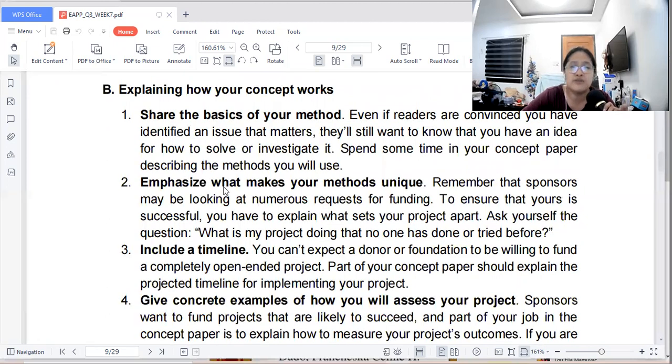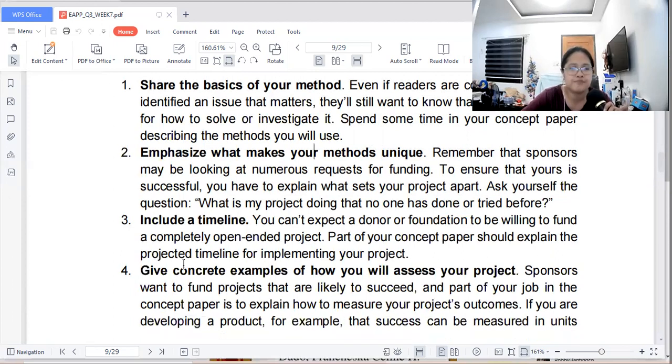Then you have to emphasize anong meron, anong bago dun sa method mo, okay? What makes your method unique? Kasi syempre madaming fina-fund yung mga sponsors. So, what will set your project apart, okay? And then include the timeline, okay?